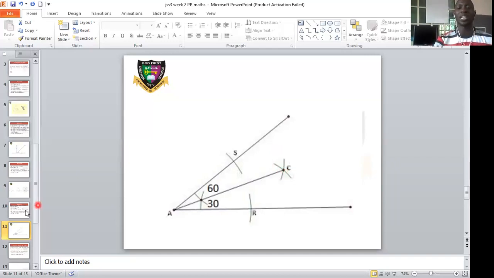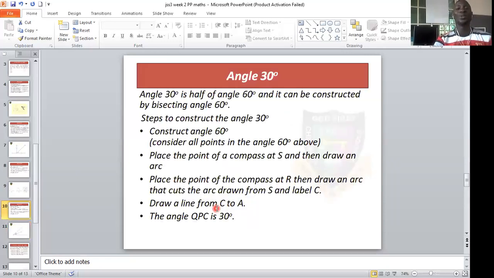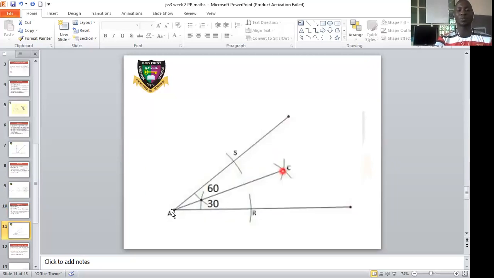Then the next step says, draw a line from C to A. So you draw a line from C down to the point of origin, which is A. If you measure this angle here, it gives you 30 degrees. This is how to bisect a 60-degree angle.